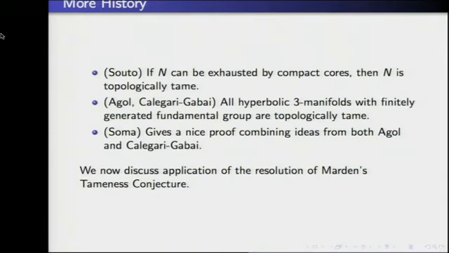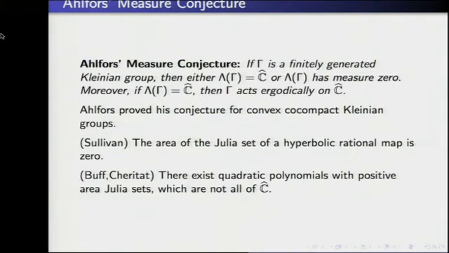Okay, so I'm not going to say anything at all about the proof, because that's what Dave's going to do next. But what I want to do is move on and talk about some of the consequences of the proof, and probably the most famous consequence is the so-called Ahlfors measure conjecture. This predicts that if you have a finitely generated Kleinian group, its limit set is either everything, the entire Riemann sphere, or has measure 0. And if it's the entire Riemann sphere, then the group acts ergodically.